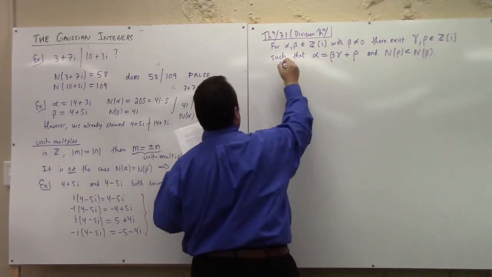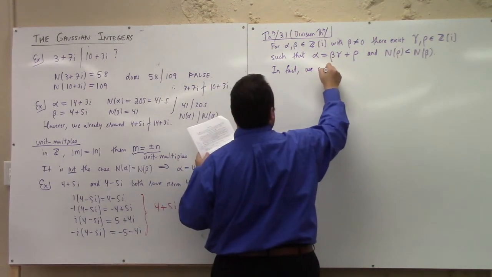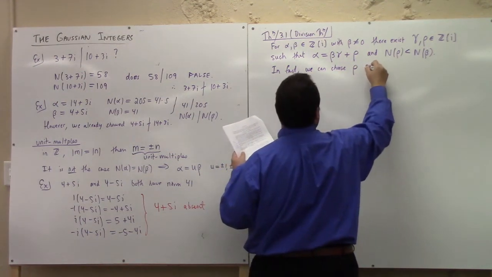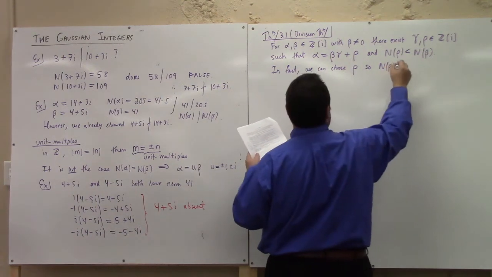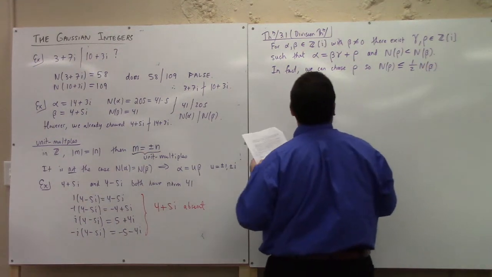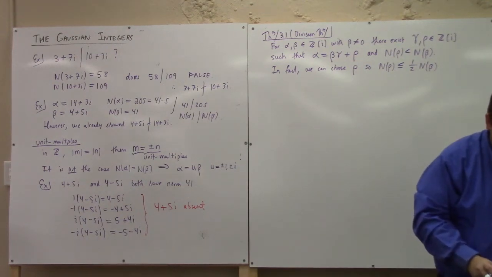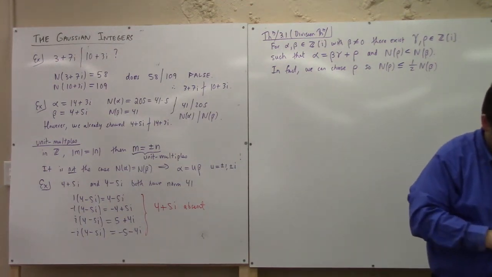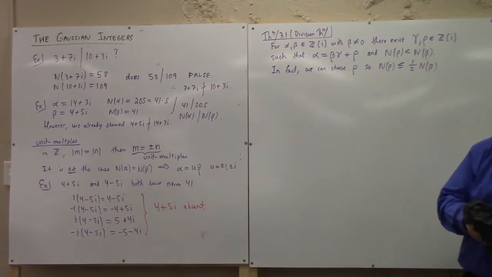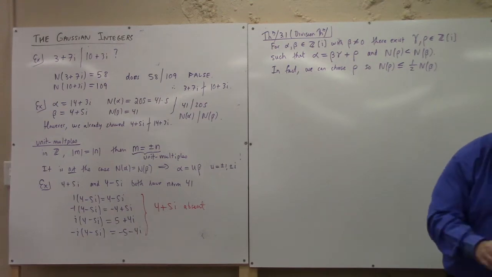In fact, we can choose rho so that the norm of rho is less than or equal to 1/2 the norm of beta. This is the division theorem. I'm not going to prove this right away. We're going to work through a couple of examples to understand what's going on here before we attempt a proof, all right?